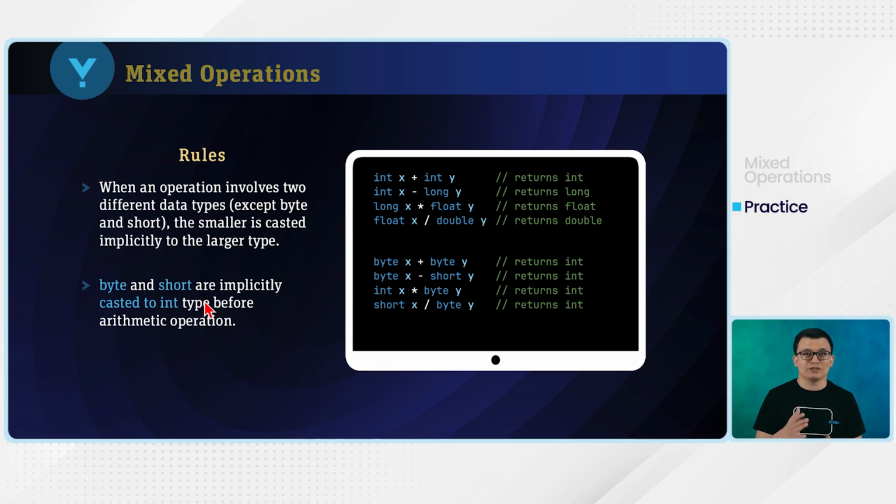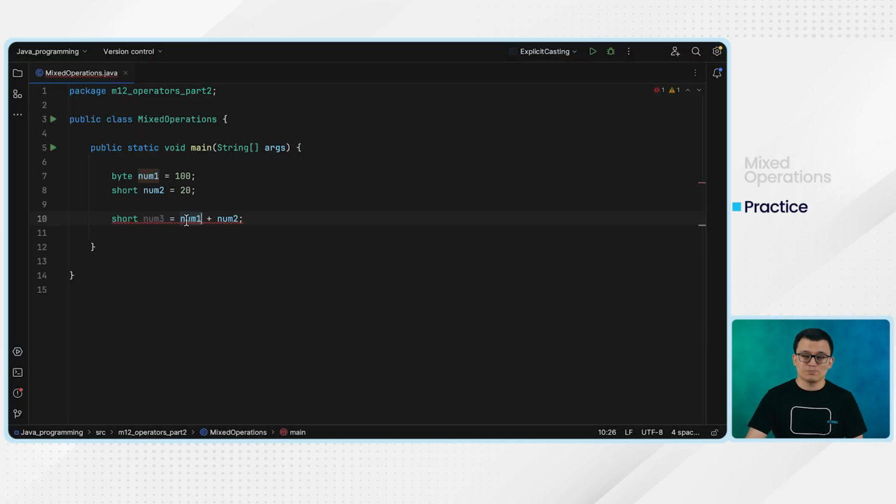But if they are not byte and short, if they are two other different data types, then the smaller one would be casted to the larger one. But here we are using byte and short. So this byte and short are implicitly casted to int. So this addition will return me an int data type.